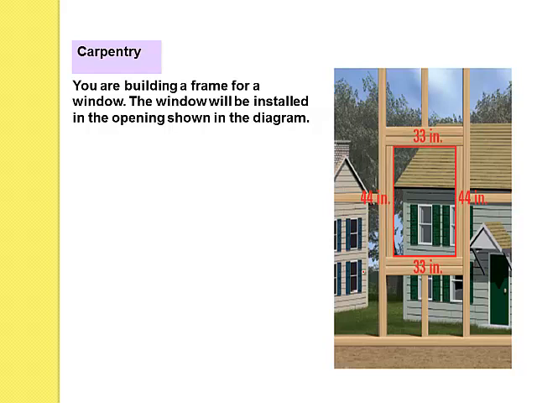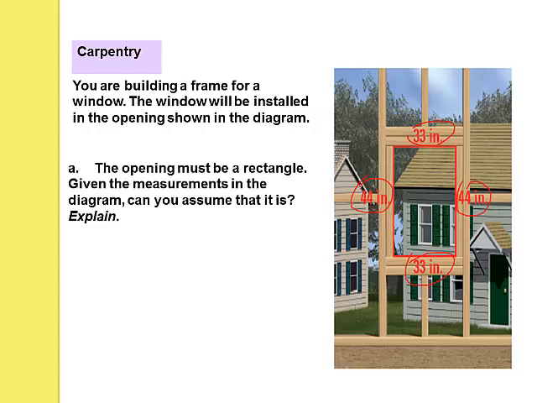Okay, so how could this actually help out? Carpentry. You are building a frame for a window. The window will be installed in the opening diagram that we show here. So I have labeled here 33 inches, 33 inches, 44 inches, 44 inches. The opening must be a rectangle. Given the measurements in the diagram, can you assume that it is?